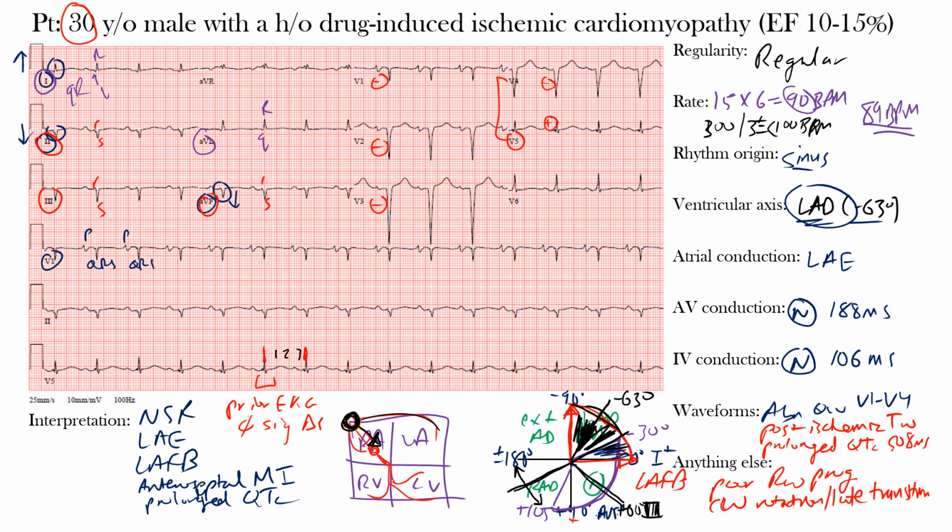So in conclusion, our 30-year-old male with a history of drug-induced ischemic cardiomyopathy with an ejection fraction of 10 to 15% has an EKG showing normal sinus rhythm, left atrial enlargement, left anterior fascicular block, prior anteroseptal infarct, and a prolonged QTc interval. Well, that's the end of this week's EKG of the week. I hope you learned something.